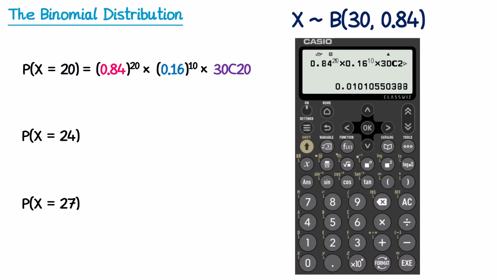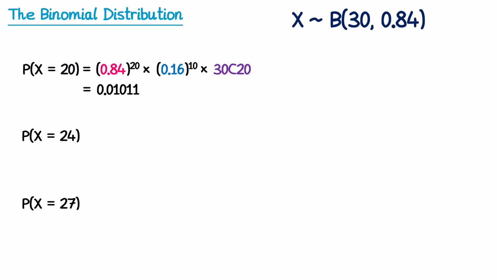Let's say we want to round this off to 4 significant figures, then the answer will be 0.01011. Feel free to pause the video and see if you can work out the next 2 on your own. For the probability that x is equal to 24, we want 0.84 to the power 24, multiplied by 0.16 to the power 6, then multiplied by 30 choose 24. And that will give you 0.1517.